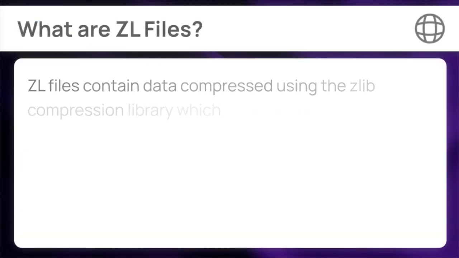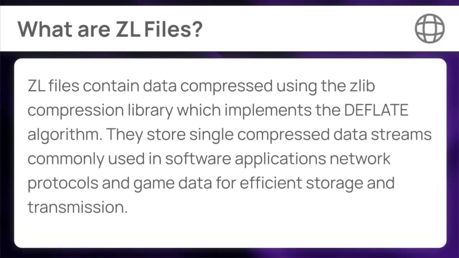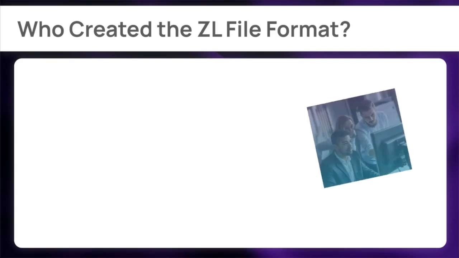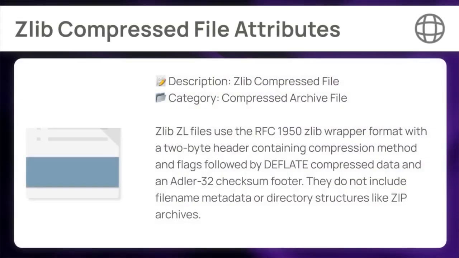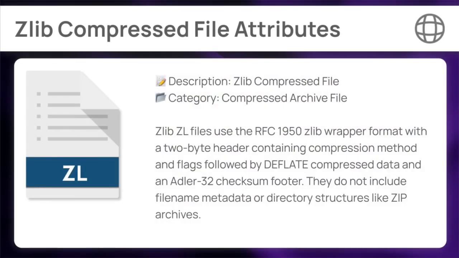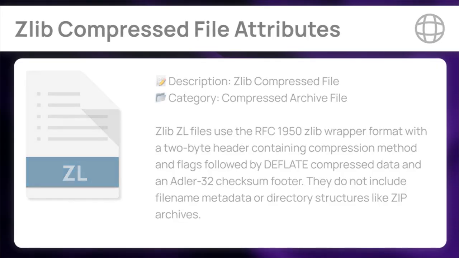ZL files contain data compressed using the Zlib compression library, which implements the DEFLATE algorithm. They store single compressed data streams commonly used in software applications, network protocols, and game data for efficient storage and transmission. Zlib ZL files use the RFC 1950 Zlib wrapper format with a 2-byte header containing compression method and flags, followed by DEFLATE compressed data and an Adler32 checksum footer. They do not include filename metadata or directory structures like zip archives.